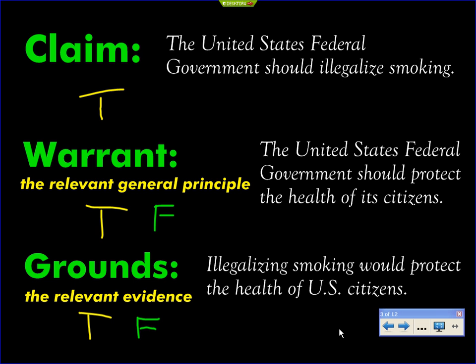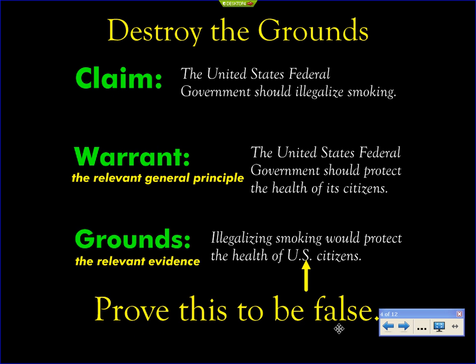Which one do you want to attack? Which one do you think would be easier to prove false? I think so too. So what we do is we prove the grounds to be false. Anybody have an idea on how to do that? Illegalizing smoking would protect the health of U.S. citizens. Zach? I'm sorry? Sure, a study that shows what? That's fine. You're right that you want to lock it in with some objective evidence. Claire? Very good. How could that be? I'm illegalizing smoking across the United States. How could that not have an impact on health of citizens?